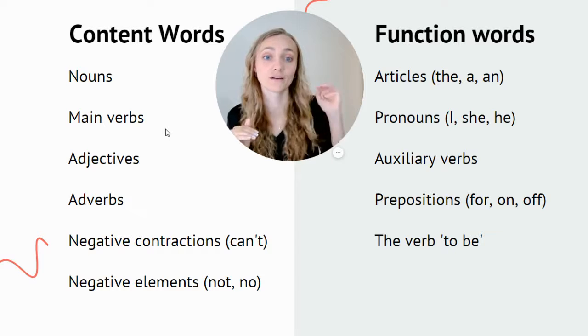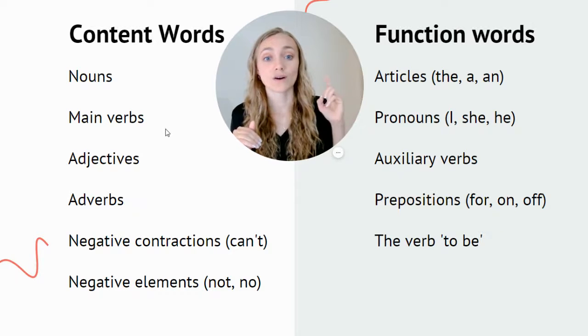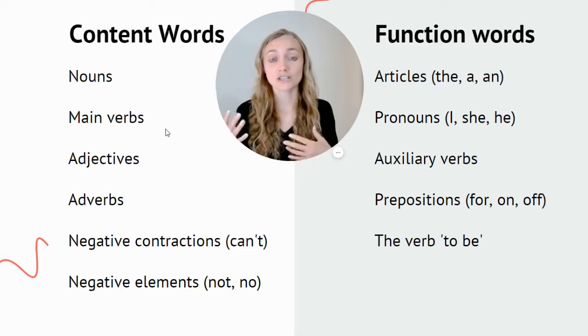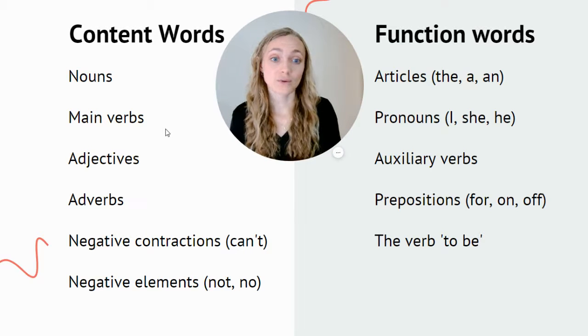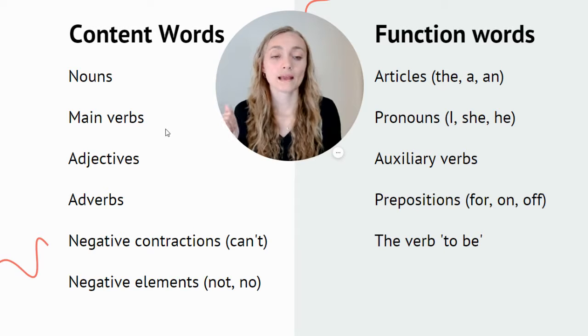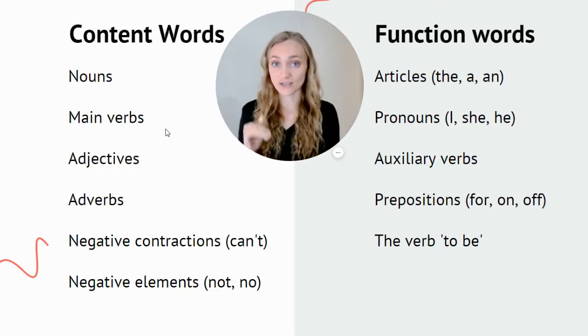Then we have another category, function words. So function words are articles. So for example, words like the, a, and. Pronouns like I, she, he. Auxiliary verbs. So that could be modal verbs or things like can, would, should. Prepositions. So those tiny words like for, on, off. And the verb to be. So is, are, am. Those are what we call function words, and they are normally more reduced. They're not as important. They are less important, so they're going to be less stressed. I will show you later how to de-stress pronunciation.